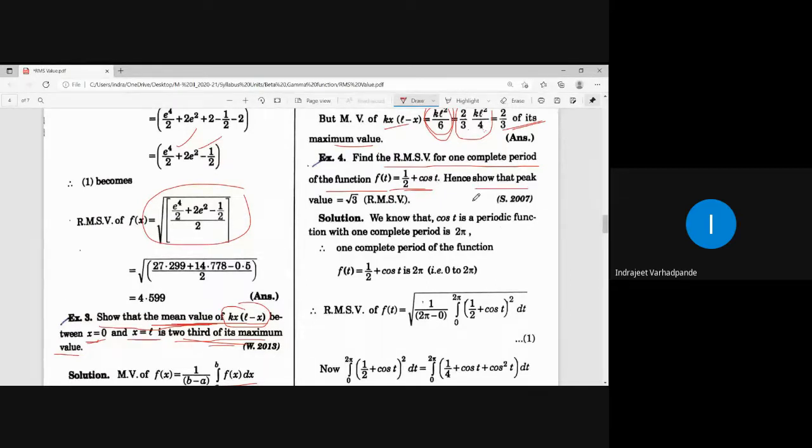Hence show that peak value is root 3 into RMS value. Now initially here it is strictly mentioned that we have to calculate the RMS value, that is root mean square value for one complete period, right? What is the complete period for the trigonometric function?